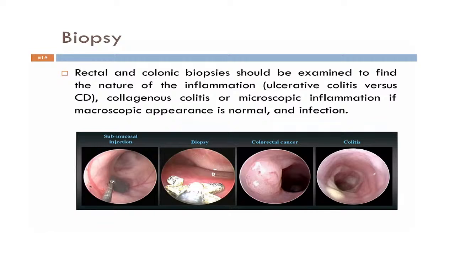As you can see, this is our normal colon. The endoscope is going in. This is our normal colon. Here they are taking a biopsy from the colon. This is a mass, that is colorectal malignancy, and here you can see colitis, features of inflammation. Okay.